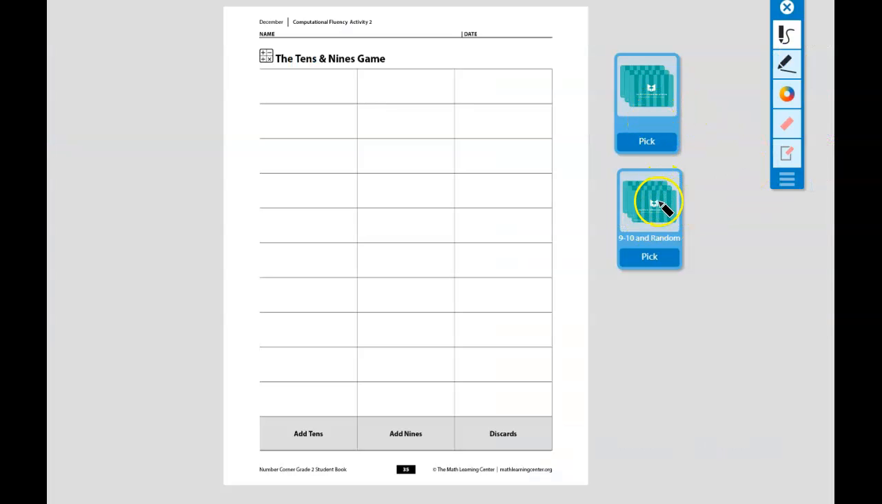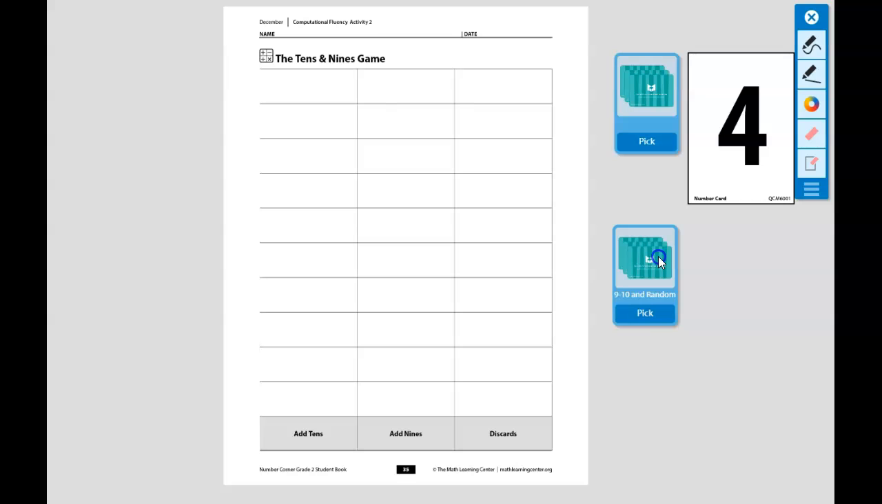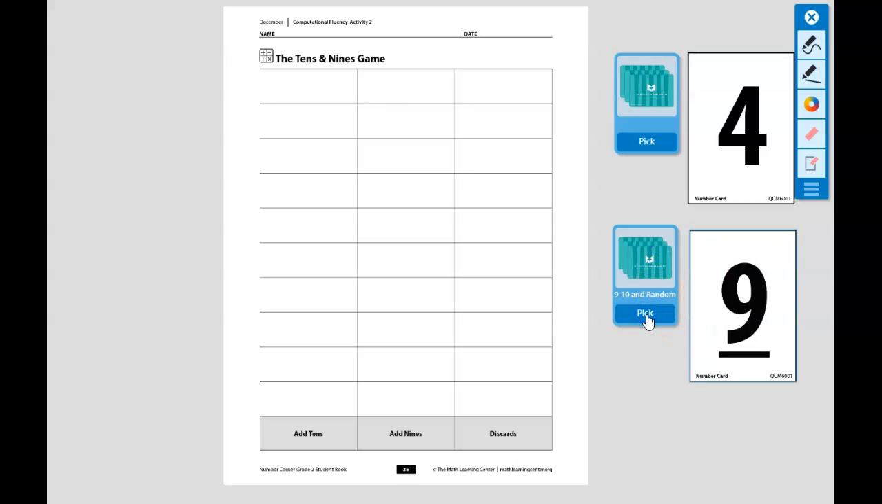Okay, here are our 2 decks of cards, and we will start by picking from the top deck first. So let's pick our first card. Our first card is a 4. We'll pick our second card from our bottom deck. Our second card is a 9. So we have to write this equation. Now I see already that I have a 9 in my equation. So that tells me that this is an add nines fact. So I'm going to take my pen, you can take your pencil, and we'll write in our add nines column that this is 4 plus 9.